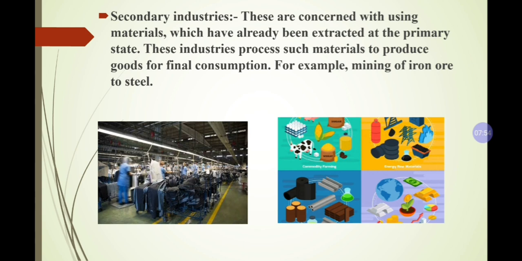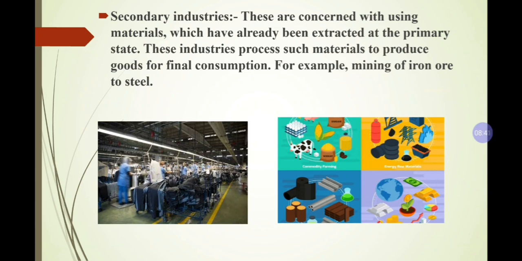Next is your secondary industry. These are concerned with using materials which have already been extracted at the primary stage. For example, in the clothing industry, the primary product was your cotton. Cotton is taken, extracted, and made into thread. From thread we produce the textiles, which are made from what was extracted at the primary stage. This industry produces such materials to produce goods for final consumption. So cloth will be your final consumption.